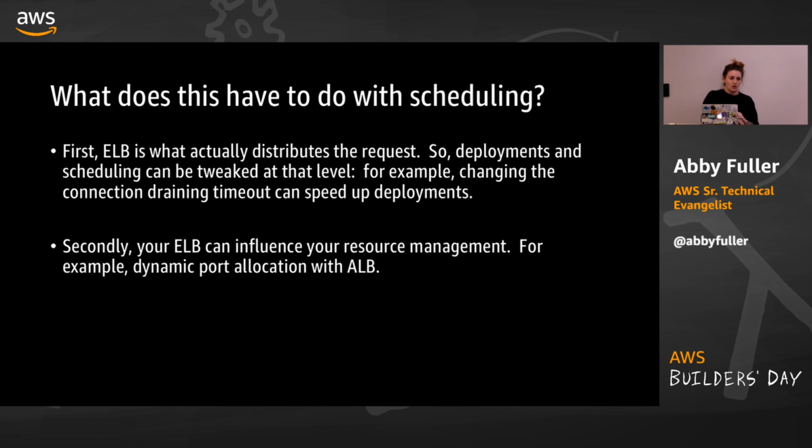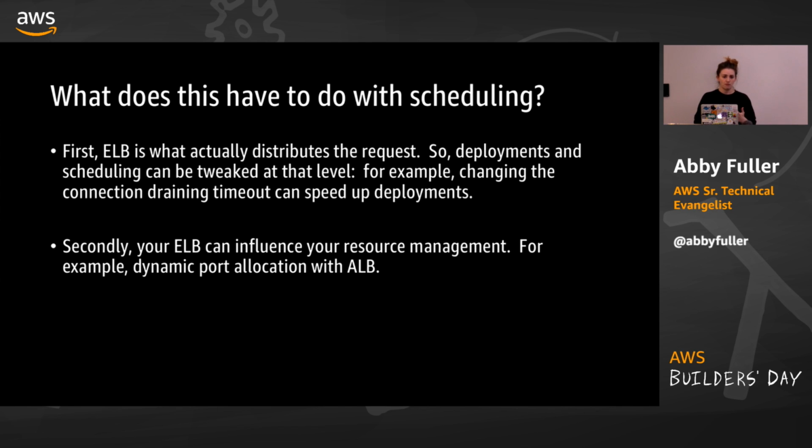A little known tip for speeding up your deployments with ECS is that a lot of these things can still be controlled at the load balancer level. For example, connection draining. Connection draining is the time period that it takes for the load balancer to gracefully start allowing connections to wrap up before draining them and then replacing them somewhere else.